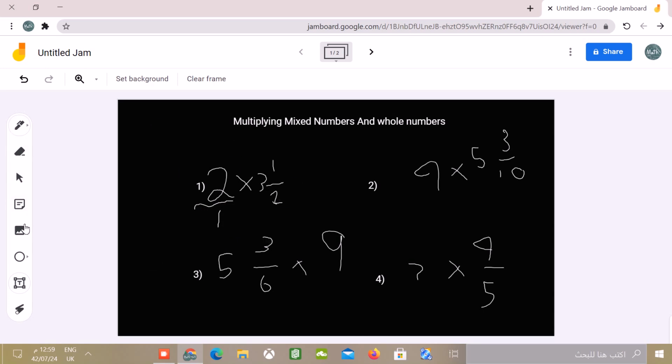Then we're going to make the mixed number into an improper fraction. How are we going to do that? We're going to multiply 2 by 3, which will equal 6. Add 1, it will equal 7 out of 2. So the 2 will stay as it is. So it's 7 out of 2. Put that here, 7 out of 2.